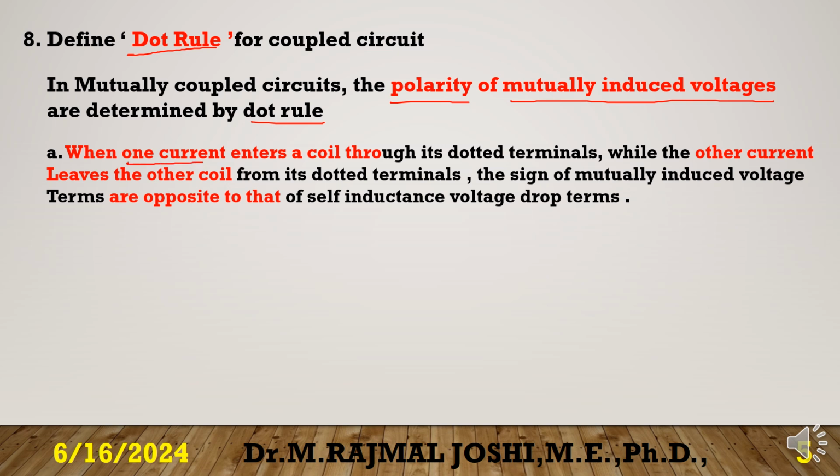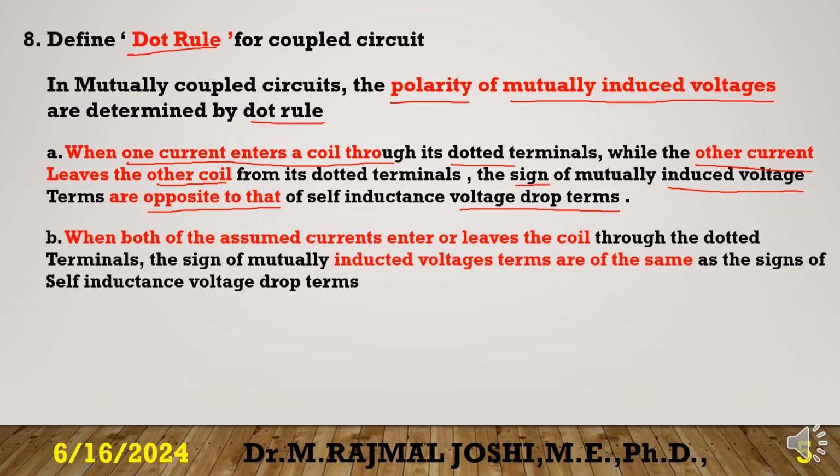One current enters the coil through its dotted terminal. The other current leaves from the other coil. In such a case, what will happen to the sign of the mutually induced voltages? It will be opposite to that of the self-induced voltage drop term.